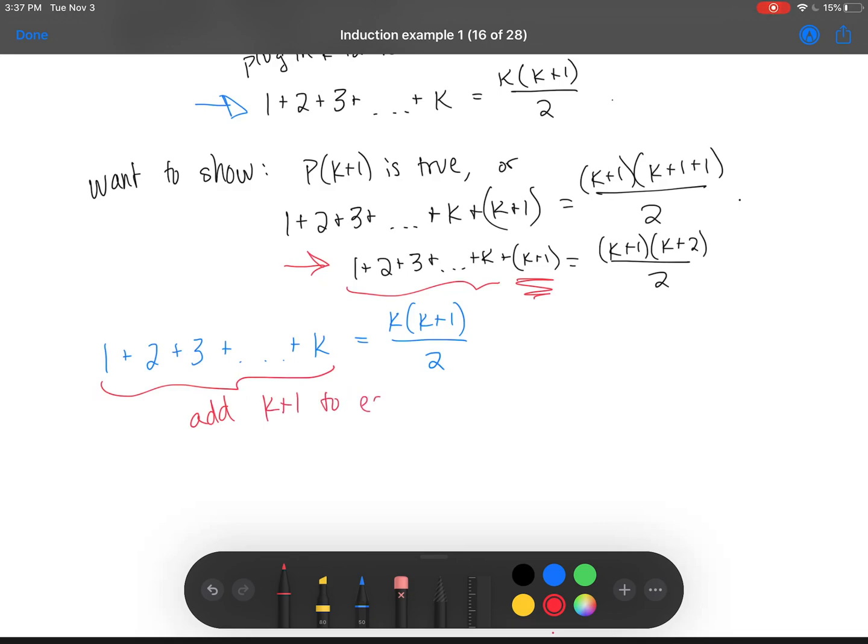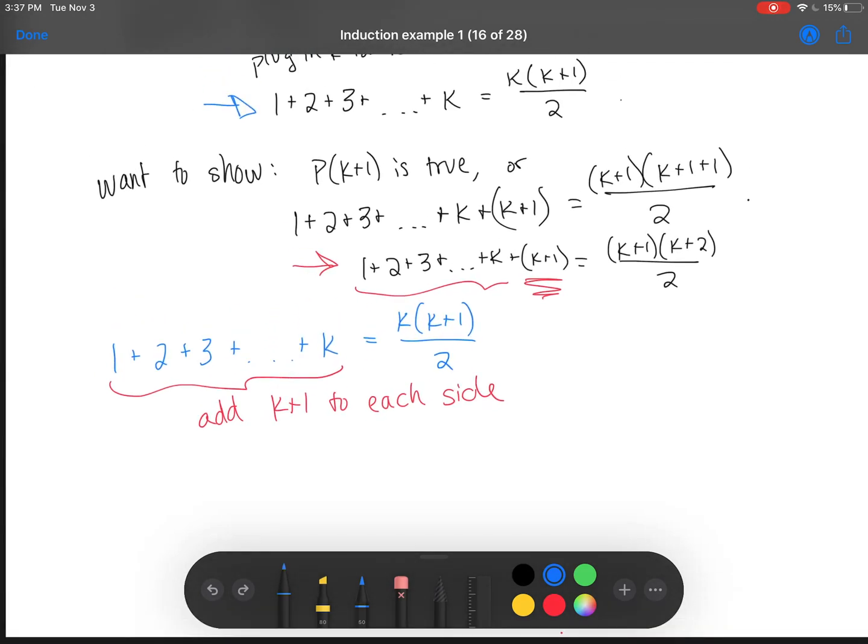So here we want to add k plus 1 to each side. We're adding it to each side because, of course, we still want it to be equal. But then this left-hand side is going to look like this up here, which is what we're trying to show. I'll just put parentheses around that k plus 1 to make it a little bit more obvious that we've added it.